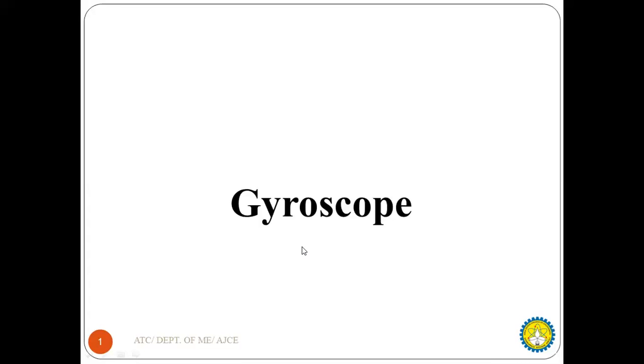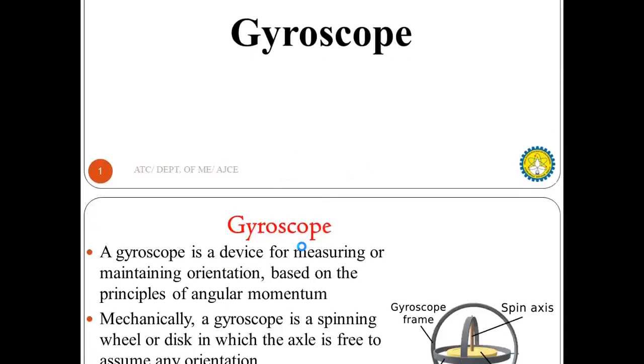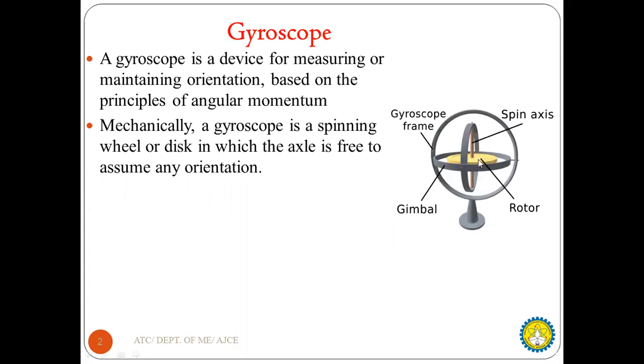Hi, today I am going to discuss the gyroscope. What is a gyroscope? A gyroscope is actually a spinning disc like this. This is a gyroscope. This yellow color shows a disc which is rotating in one axis. So this is one axis.